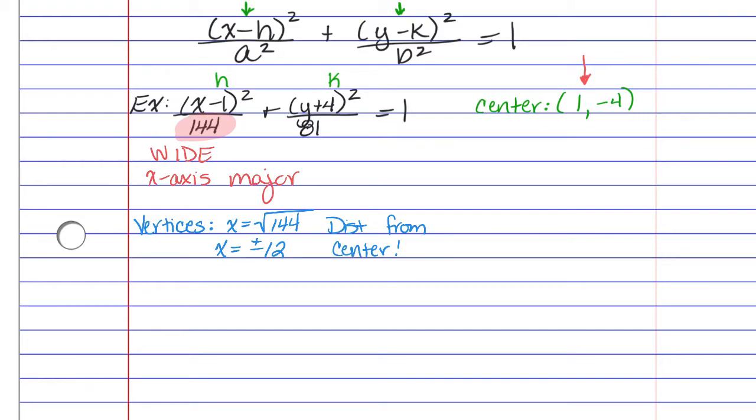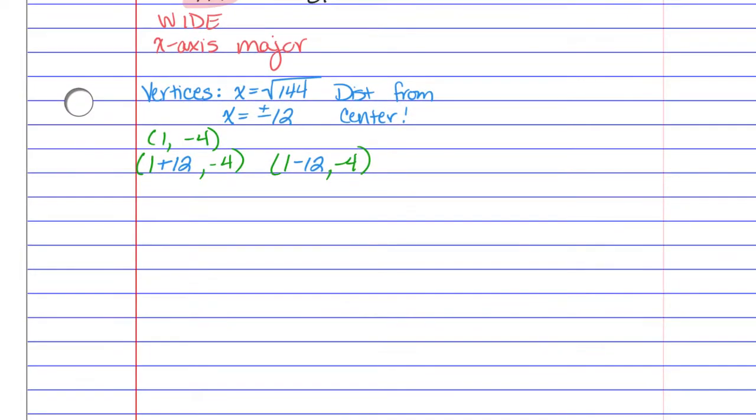So the center is located at 1, -4. So I need to move my x value both to the right and to the left of the center of my ellipse. So I have left and right, or horizontal, vertices located at 13, -4, and -11, -4.